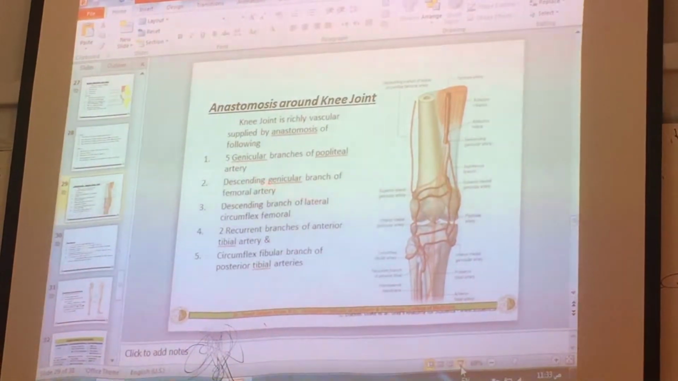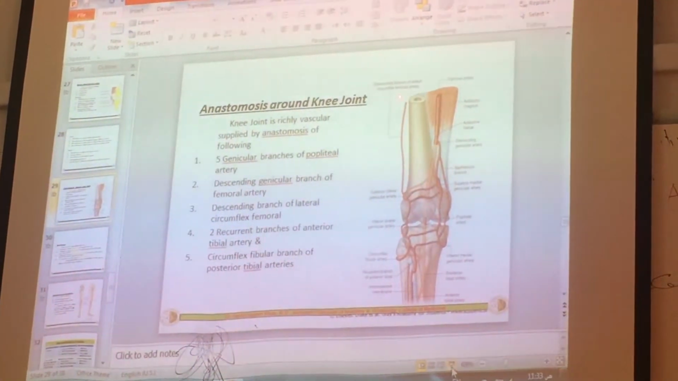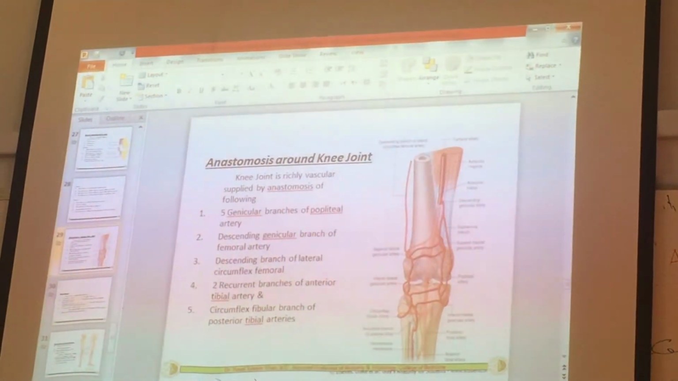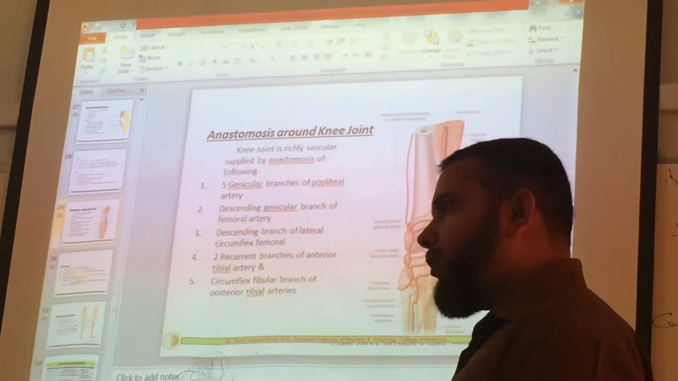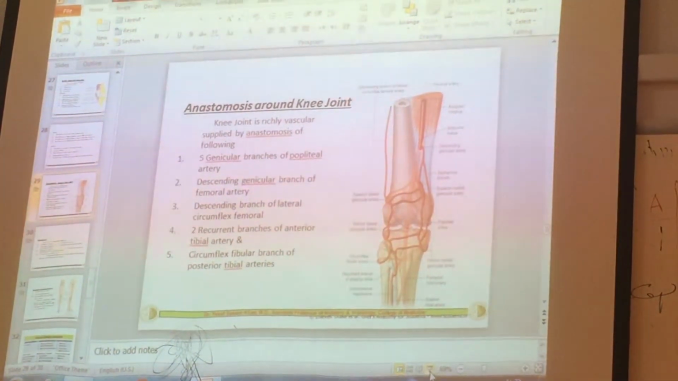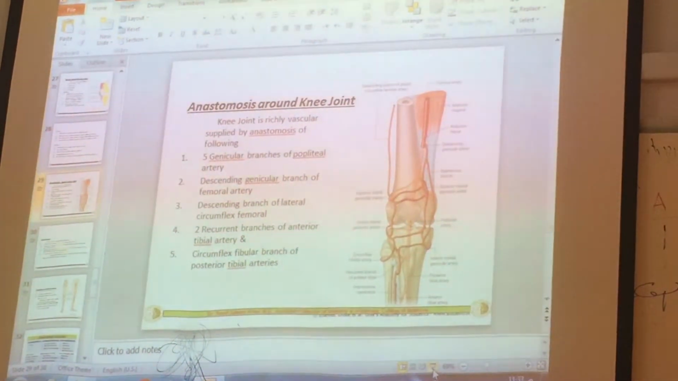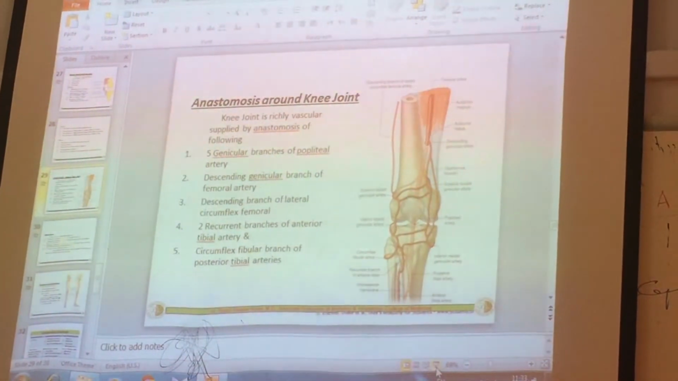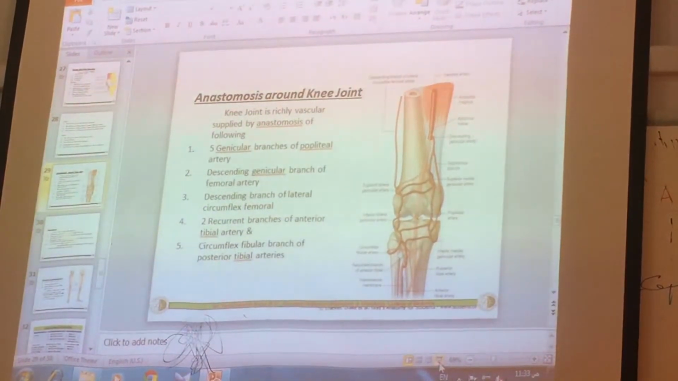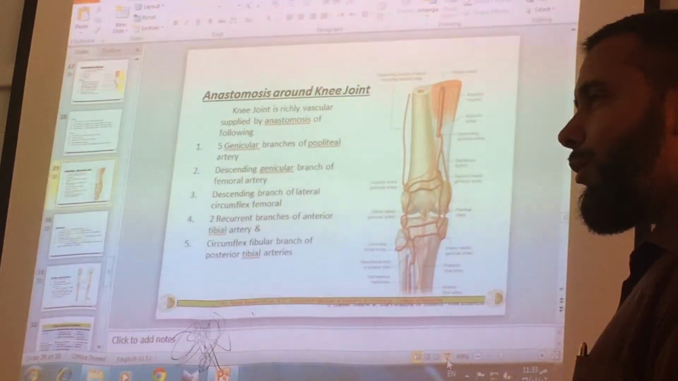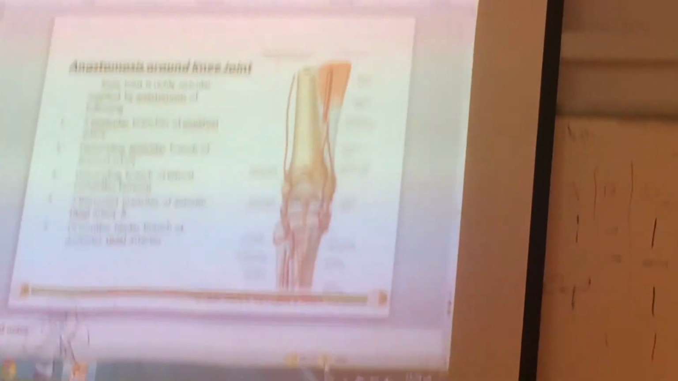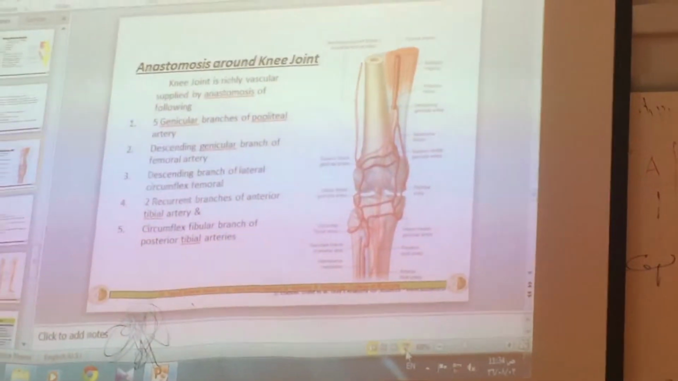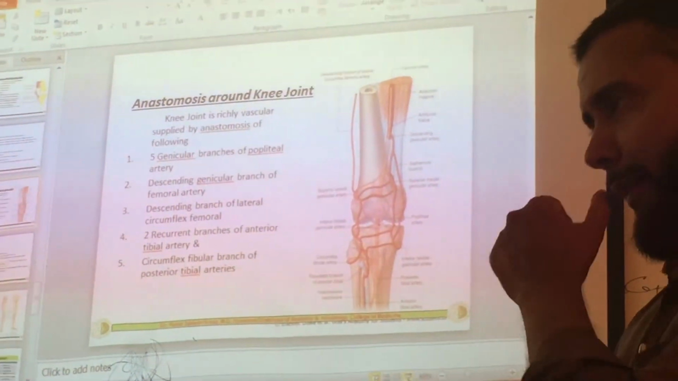Okay. Then we have the descending branch of the lateral circumflex artery. There is an artery which also supplies. Yeah. Genicular means, genu means knee. I had told you last time also. Genicular means whatever is supplying the knee. Similarly, articularis genu is a muscle. Why is it called so? Because it goes to the knee. Very small muscle, because it is going to the knee joint. So that's why it is called articularis genu.